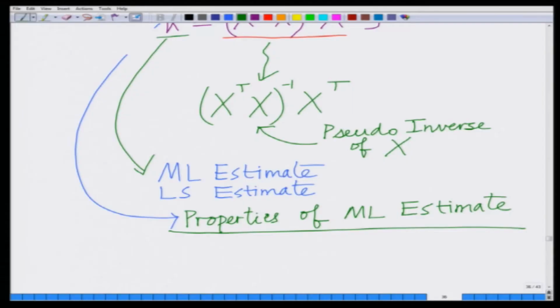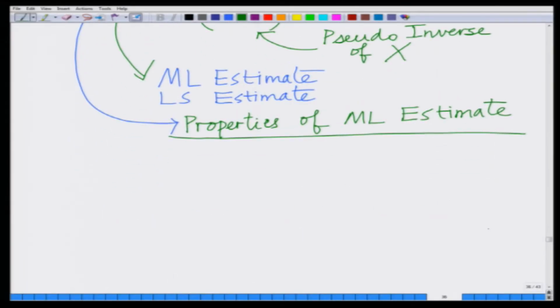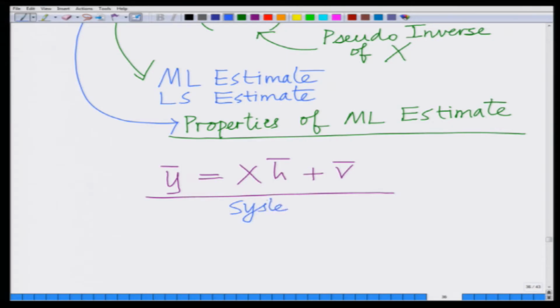Now, recall again, let us go back to our system model. Recall that our system model is y bar equals X h bar plus v bar. This is basically your system model, where v bar is a Gaussian noise vector. Remember, this vector contains Gaussian noise samples. So, this is a Gaussian noise vector.